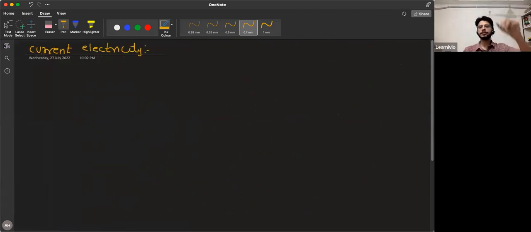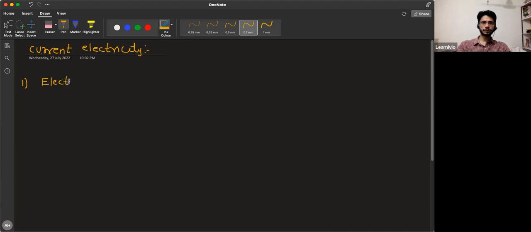See, in current electricity, there are very few topics from theory which are a part of JEE but not given in NCERT. In chapters number 1 and 2, there were several topics which were in the JEE Main syllabus but not in NCERT. But in chapter number 3, current electricity, there are only three topics which are in the JEE syllabus but not in NCERT. The first one is the concept of electric current.